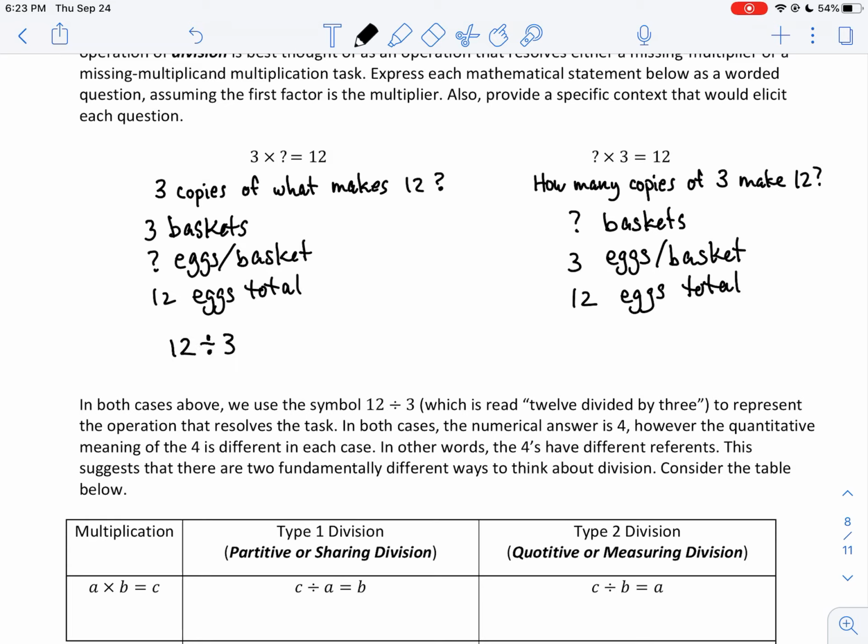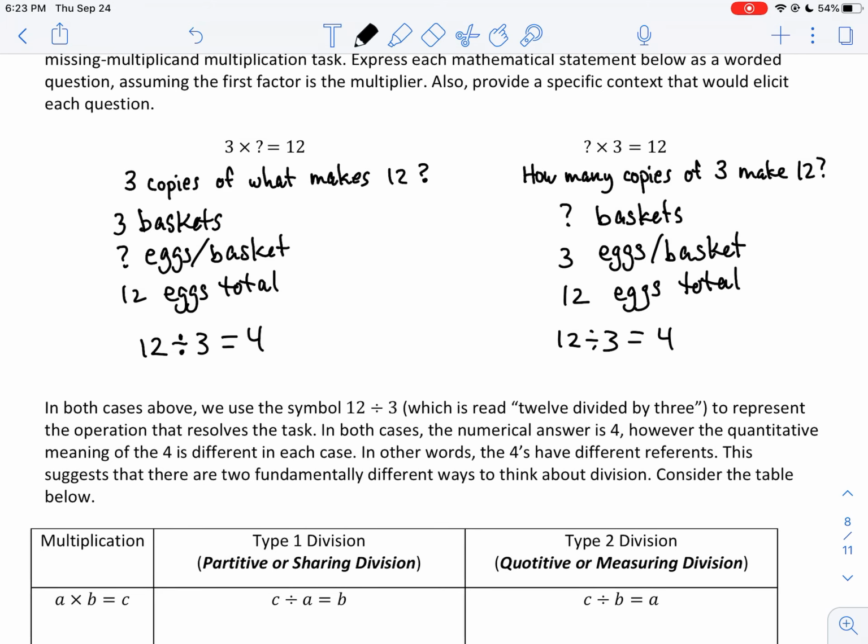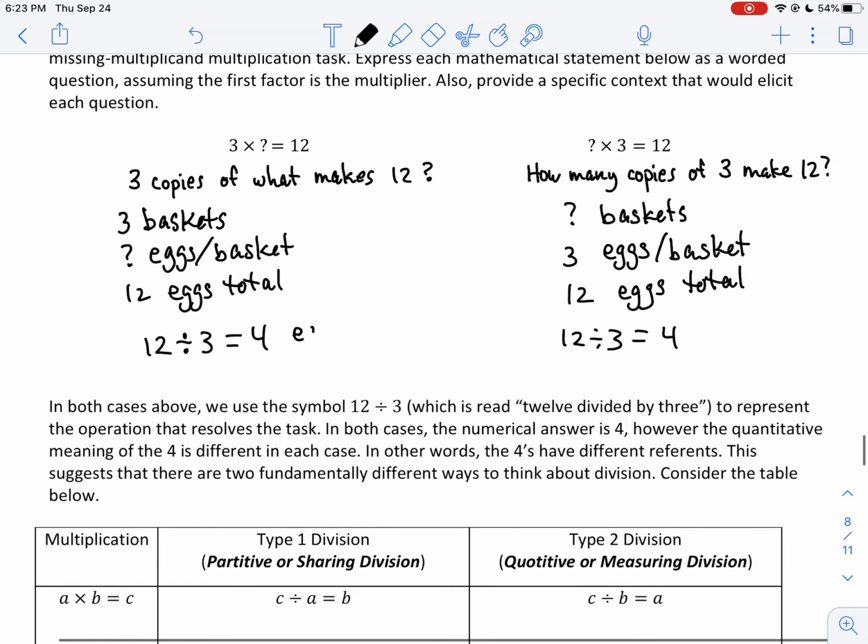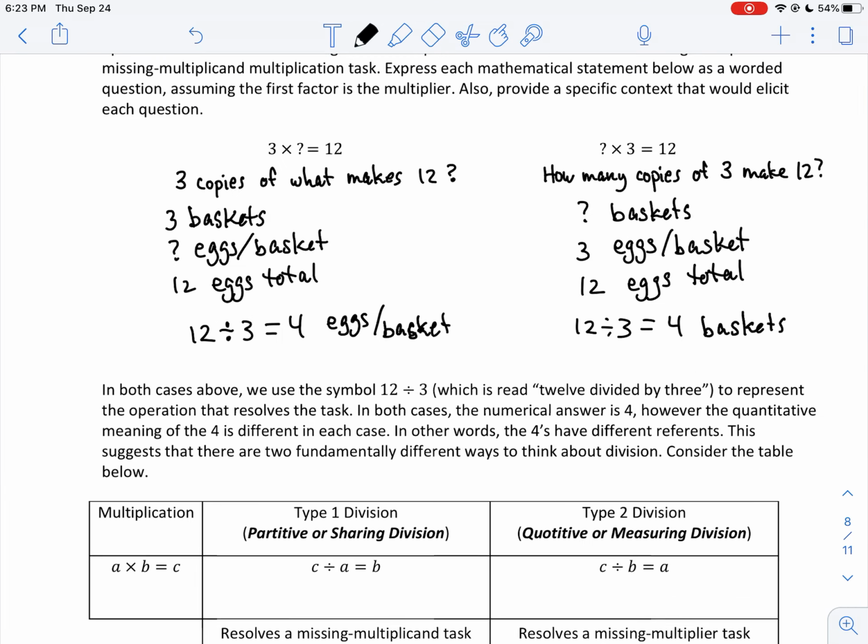Numerically, if you were to reach for a calculator, you would do 12 divided by 3 in each case. So numerically, you do the same operation. This division operation is an operation we use to solve a missing multiplicand or a missing multiplier multiplication task. We use the operation of division to do that. In one case, the 4 is going to be eggs per basket. In the other case, the answer is 4 baskets. So the interpretation of the 4s are very different.